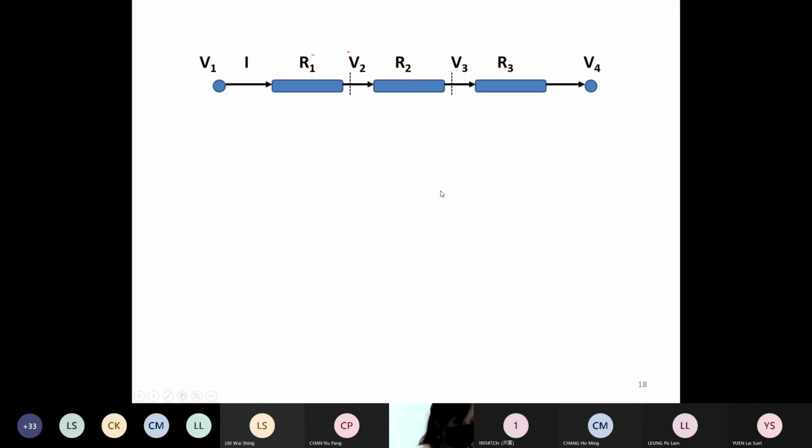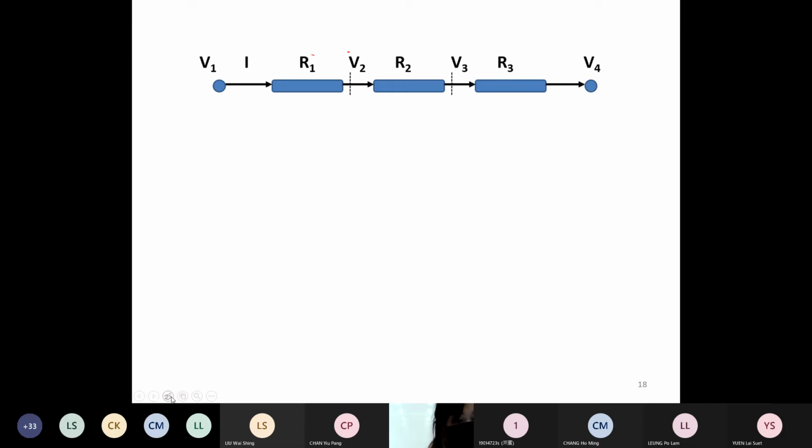Okay, let's make a start again. Some students feel confused with Ohm's law, and you may forget about this. So I may explain more about Ohm's law.